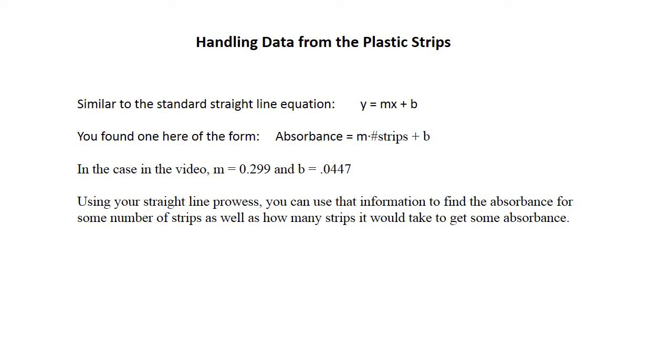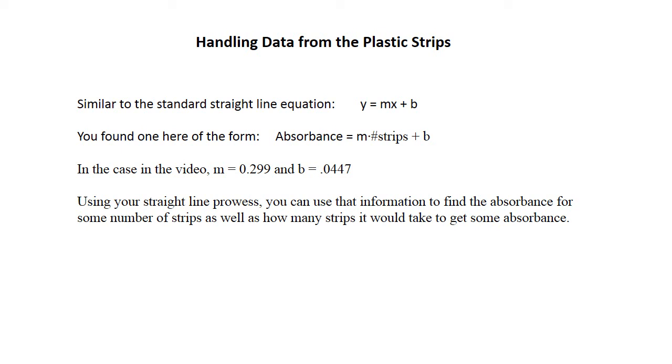Well, in our particular case here, our y-axis was absorbance, so we put that in for y. Our x-axis was number of strips, and our equation looks just the same. It's just y is absorbance and x is number of strips. Using the values we have, we got 0.299 for that particular slope, and we got 0.0447 for that particular intercept.